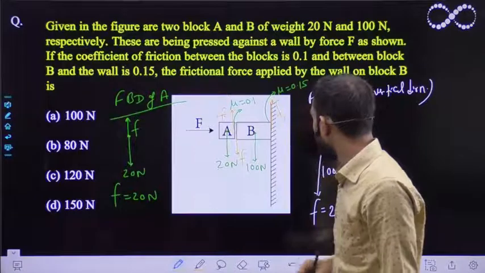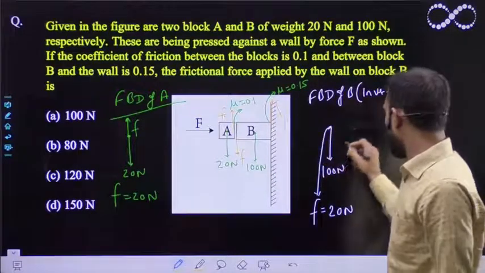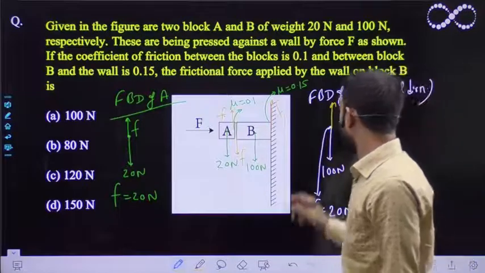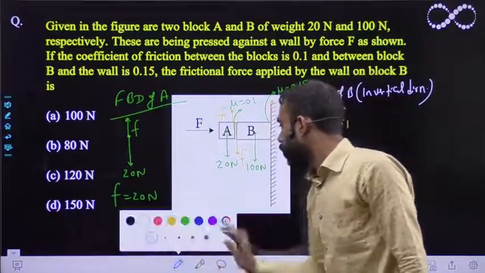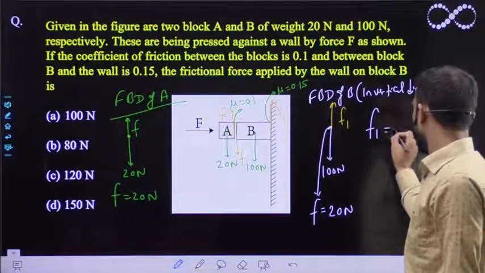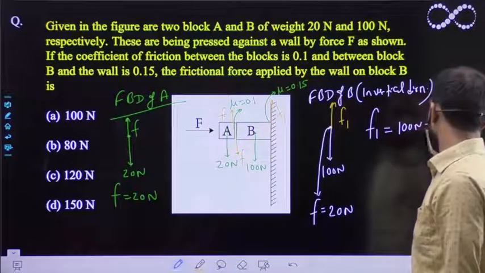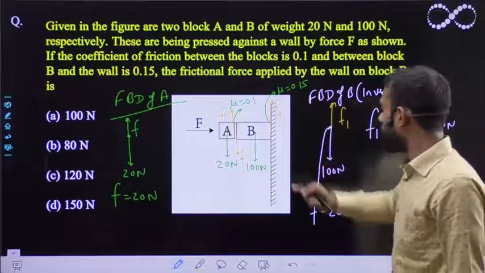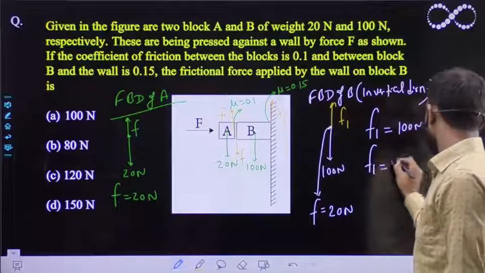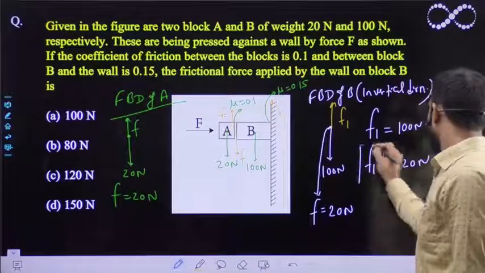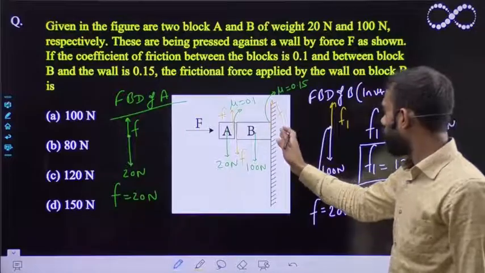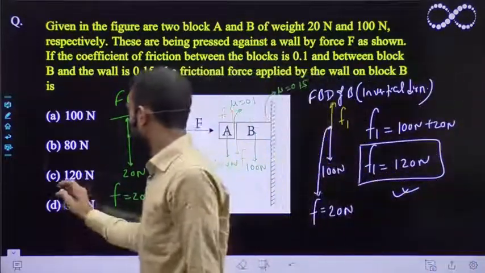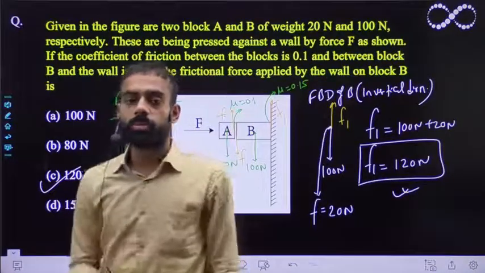Let us call this friction F1, and this F1 will balance these two downward forces, so the block is at rest. So this F1 must be equal to 100 Newton plus 20 Newton, because this F1 has to balance this downward force as B is at rest. So the friction is equal to 120 Newton. Obviously, the friction force between the wall and the block B is 120 Newton. Let us see which option is coming here. Option C. Okay students, I hope you understood this question.